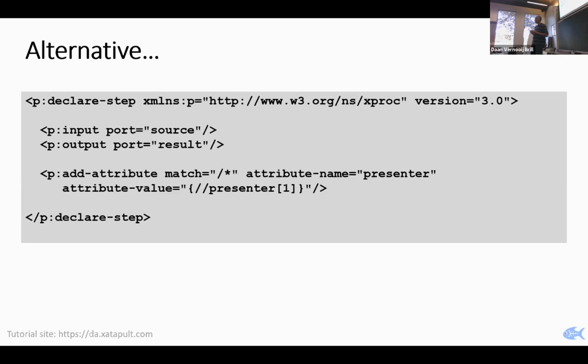So be aware. Isn't the context the path you have in match? No. The context node for the XPath expressions is what comes in on the primary port in this case. The question was, isn't the context what is on the match attribute? The answer is no, it is not. It's what comes in on the primary port.